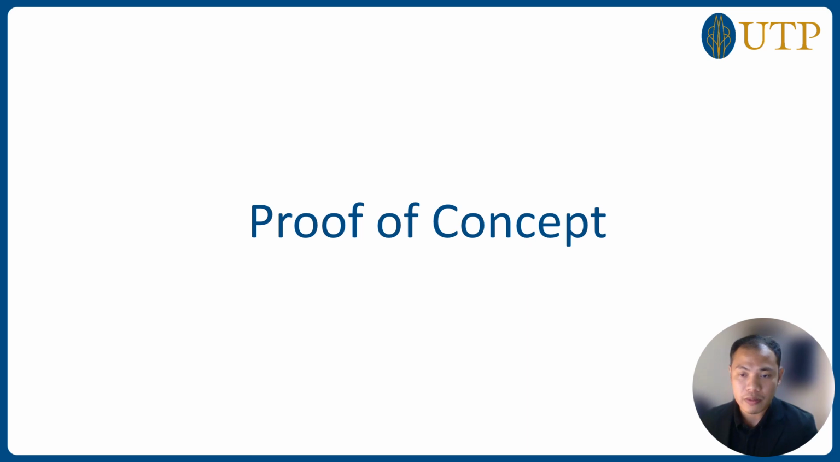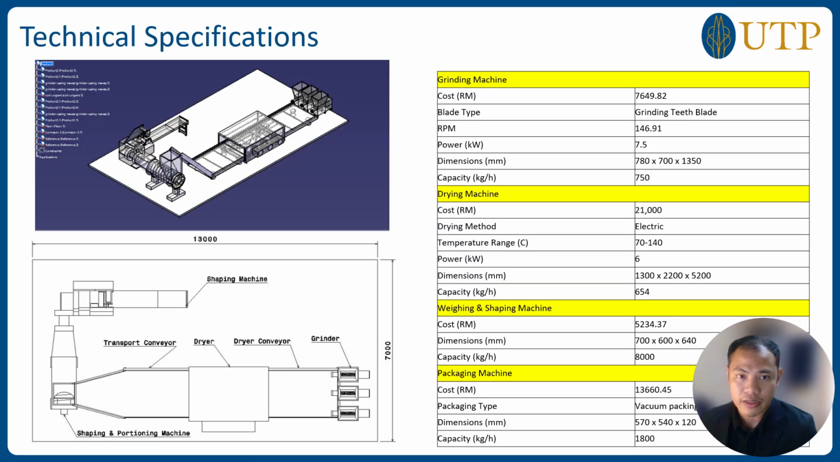Next, we move on to the proof of concept and technical specifications of the project. So on the left, we can see a 3D view of the plant layout. The total dimensions for this plant is 13 meters by 7 meters, and this plant is fully connected via conveyors. On the right hand side, we can see the key technical specifications for this plant.